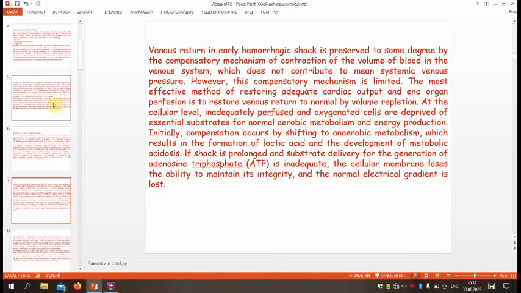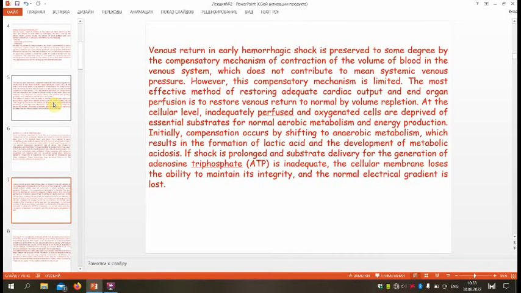Venous return in early hemorrhagic shock is preserved to some degree by the compensatory mechanism of contraction of the volume of blood in the venous system, which does not contribute to mean systemic venous pressure. However, this compensatory mechanism is limited. The most effective method of restoring adequate cardiac output and organ perfusion is to restore venous return to normal by correcting volume depletion.